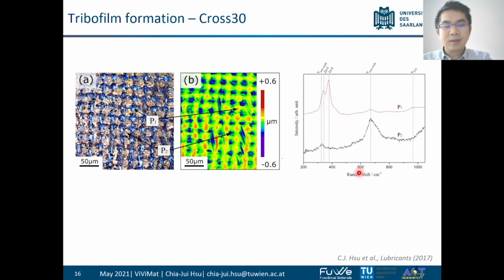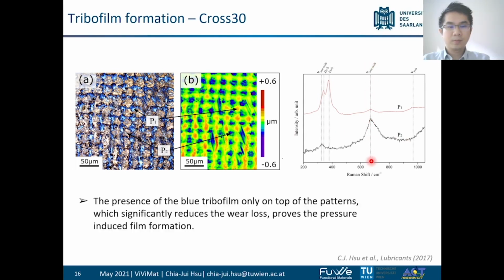By using Raman spectroscopy, we see that the P1, which is the blue point, is pointing to iron sulfide, zinc sulfide, and also a P2O vibration. And on the other hand, the P2 point to the brown and also the valley points, it is showing a more pronounced iron oxide.